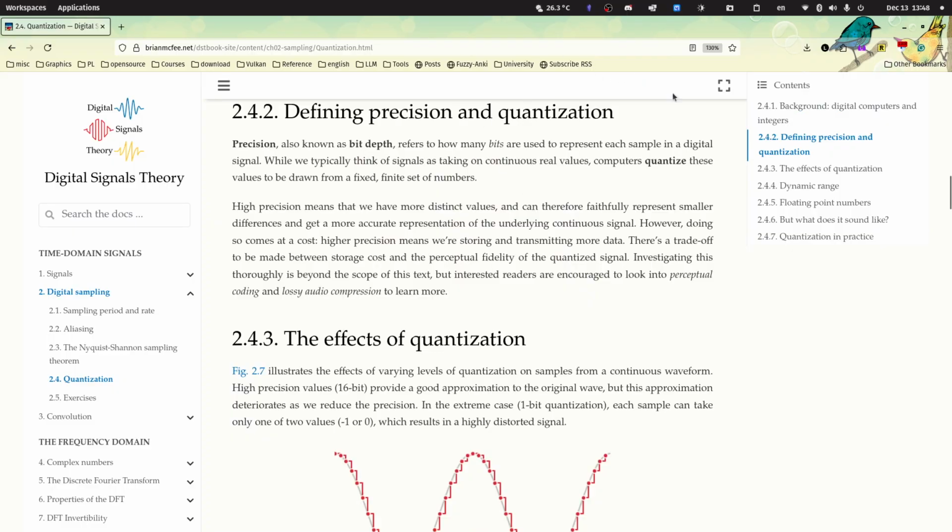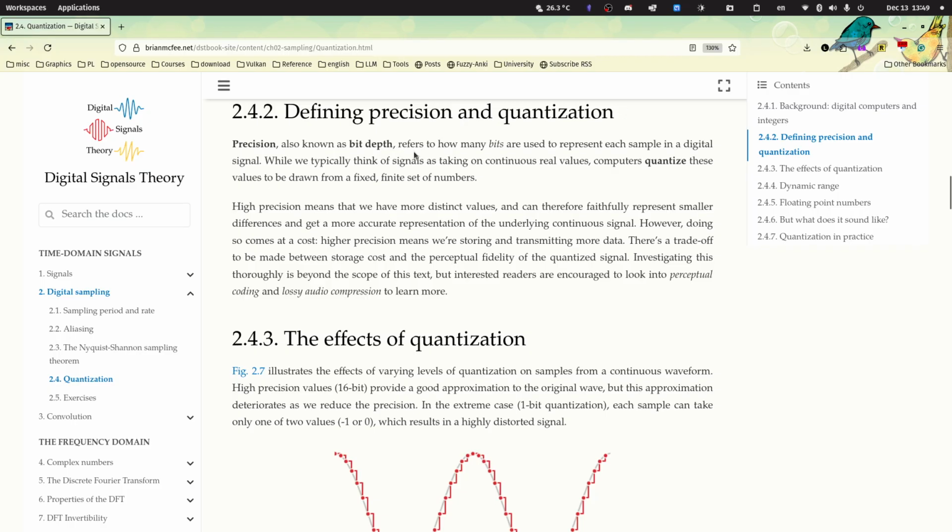Oh, they even have floating point numbers. I will say how they explain that later. Anyway, so precision, also known as bit depth, refers to how many bits are used to represent each sample in a digital signal. While we typically think of signals as taking on continuous real values, computers quantize those values to be drawn from a fixed finite set of numbers.